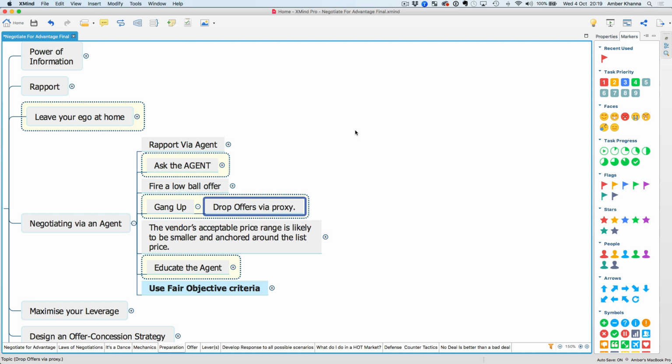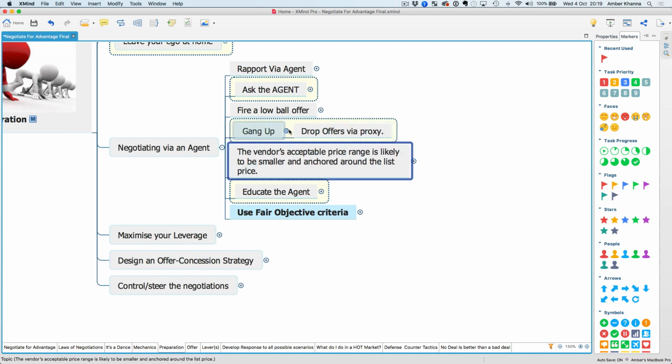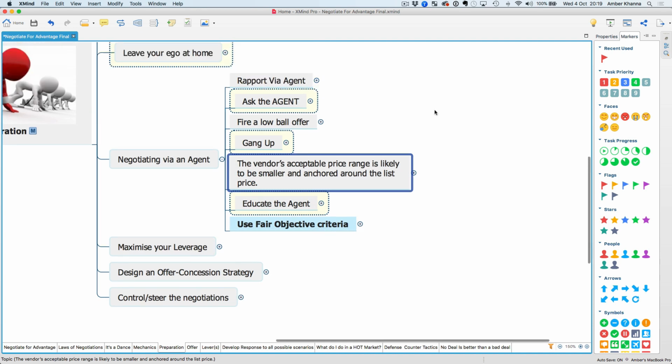So when you make a lowball offer, don't worry about insulting the vendor, because it probably would never get to the vendor. But if you give that in writing on your letterhead and everything, it will look a lot more professional. So maybe that agent changes their mind and goes and presents.